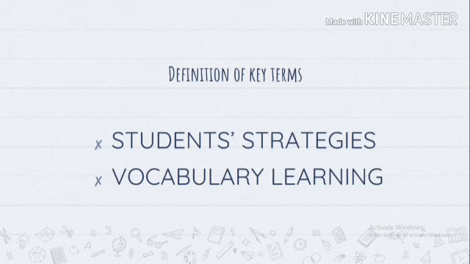The next is definition of key terms. Student strategy here refers to students' design or method in learning English vocabulary. And vocabulary learning here refers to the process of gaining knowledge about English words by 10th and 11th grade of senior high school students.